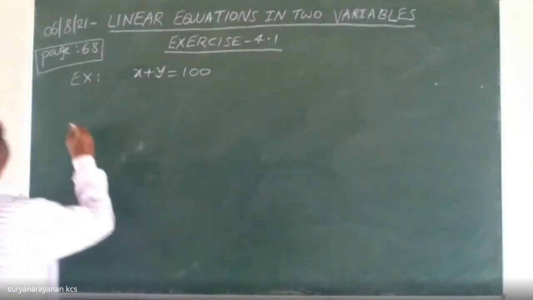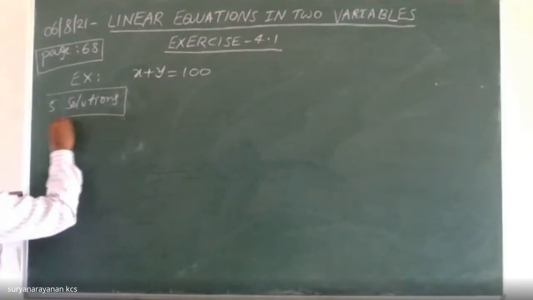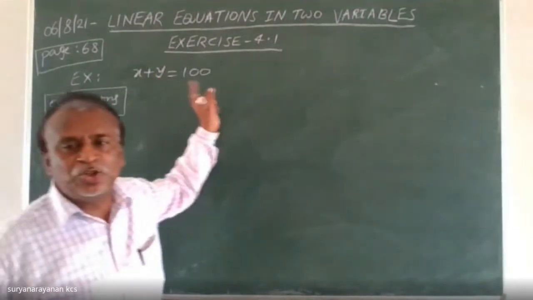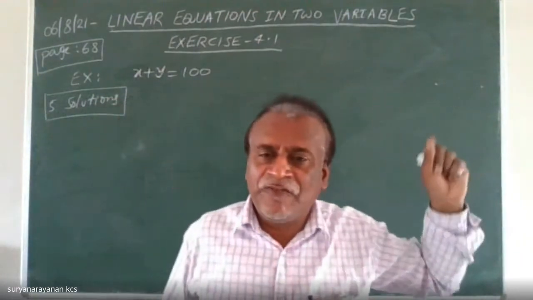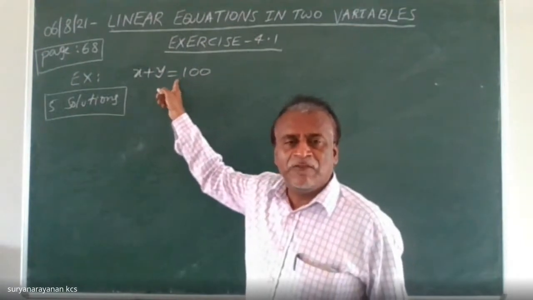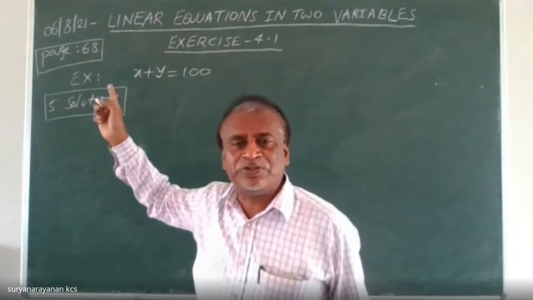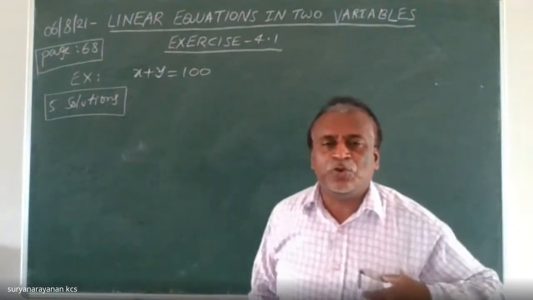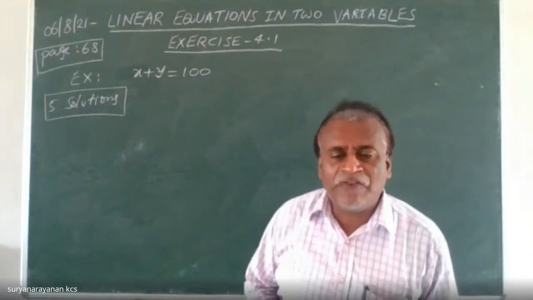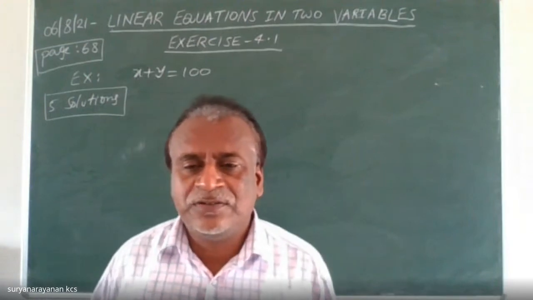Suppose they ask for five solutions. Actually, there are infinitely many solutions for this linear equation in two variables. If they ask you to write any five solutions for this linear equation in two variables, how do you find them? I will tell you. Yes, tell me, beginner. So we can take x as 0 and y as 100.